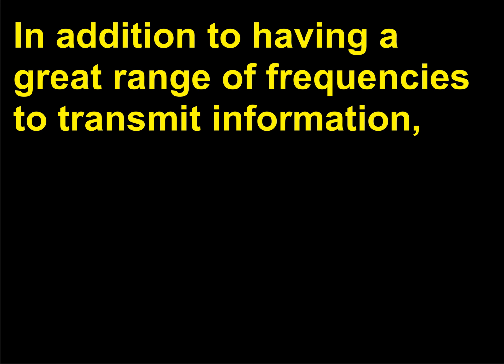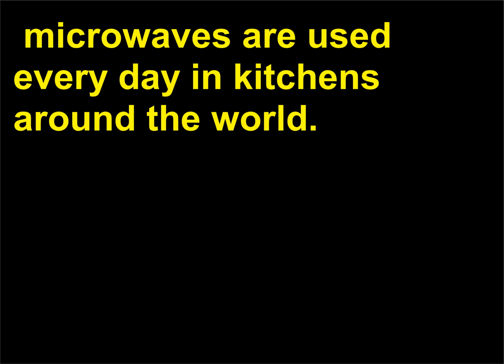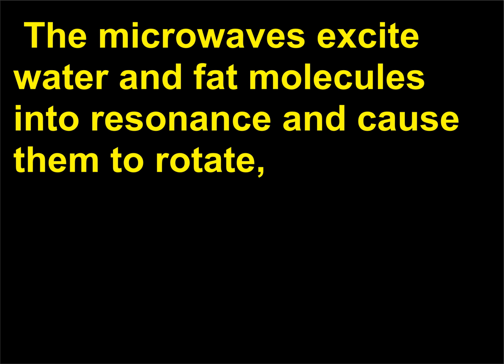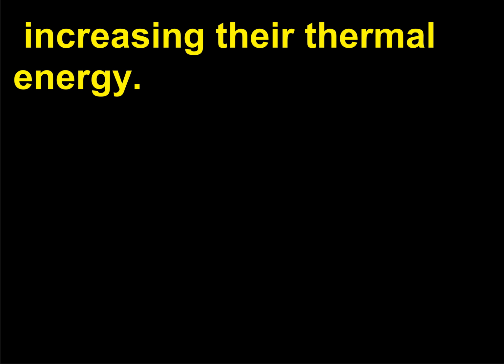In addition to having a great range of frequencies to transmit information, microwaves are used every day in kitchens around the world. Microwave ovens generate 2.4 GHz waves and scatter them throughout the oven. The microwaves excite water and fat molecules into resonance and cause them to rotate, increasing their thermal energy.